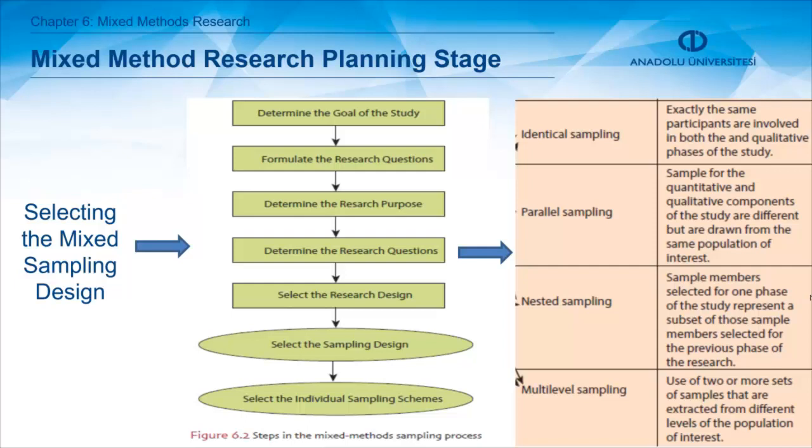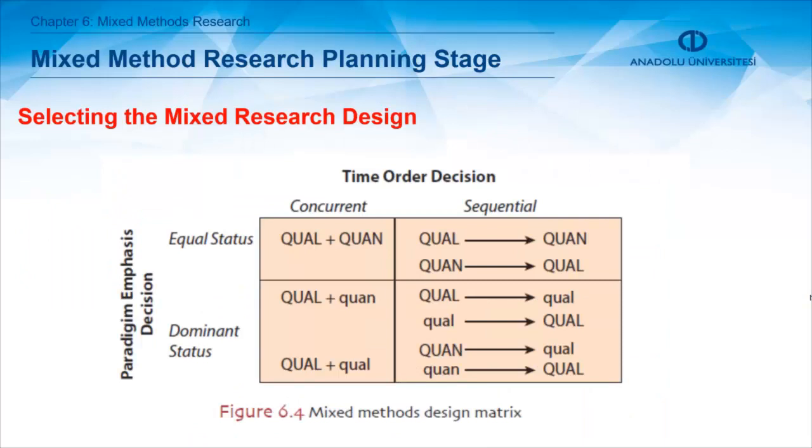And finally, you can also benefit from the multi-level sampling. And before you start your data collection process, you should decide on one of those sampling strategies. And after your sampling strategy, you need to select your mixed research design. And before you mix the types of data, you need to decide on the status and the timeline, the time order of your data collection process.